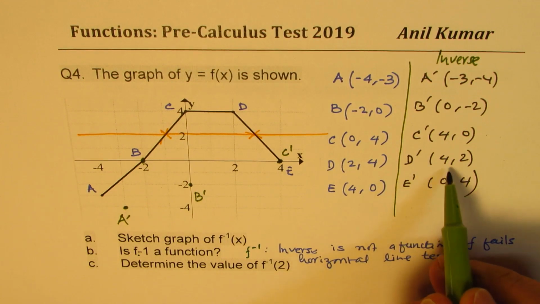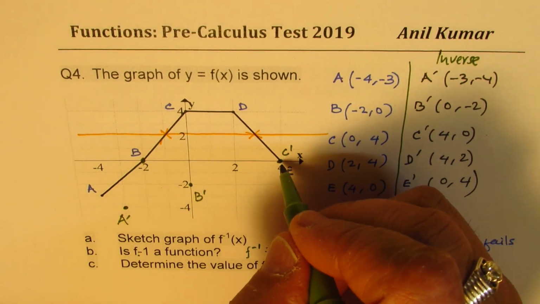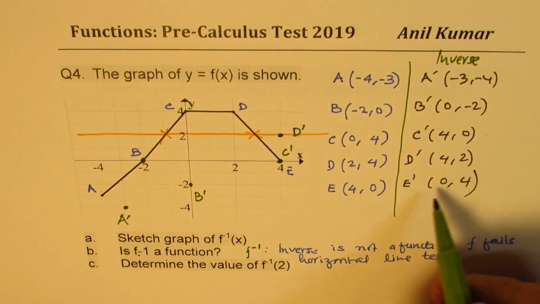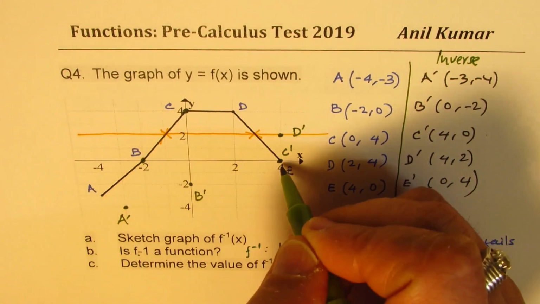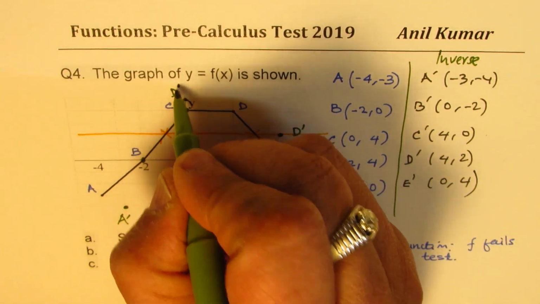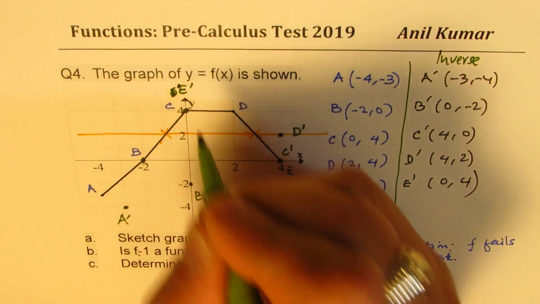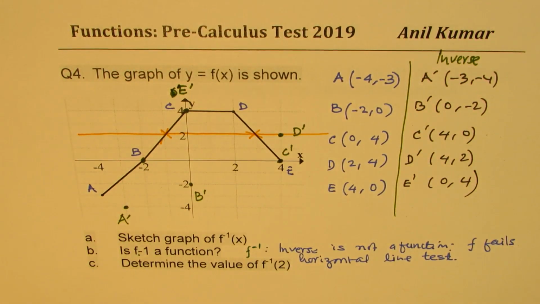Now D dash is 4 and 2. So that becomes D dash. And E dash is 0 and 4. So this reflects back and becomes E dash. Is that clear? So that is how you get your transformed points.